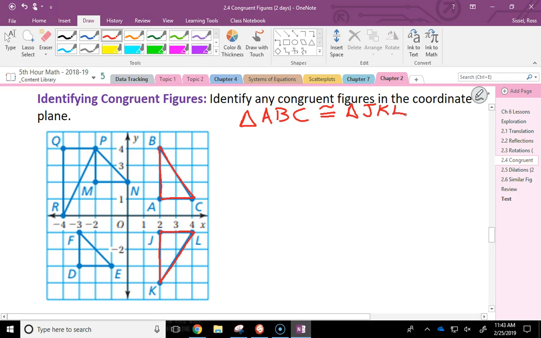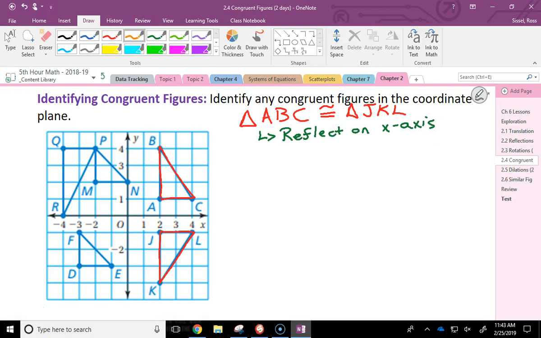Now, Parker, because you said these two were congruent, how did I get from ABC to JKL? Reflect on the axis. Perfect. Reflect on the x-axis. Alright, is there another triangle?